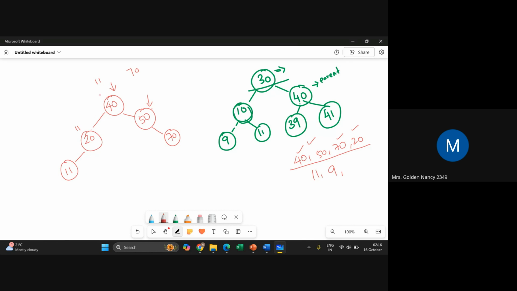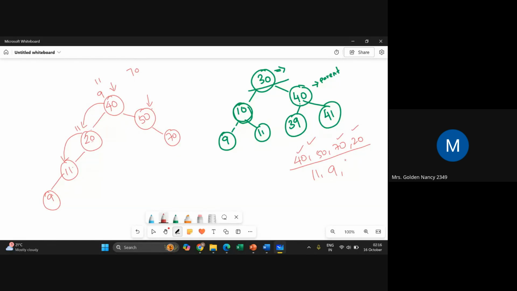First 9 is checked with the root node. It is smaller, so it will be in the left subtree. Again it is checked with this node, that is 20. 9 is again smaller, so go to this node. Here also 9 is smaller, so come and put it here. Don't insert somewhere just because you have space.